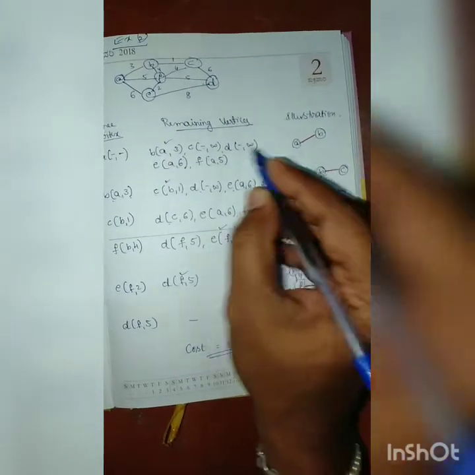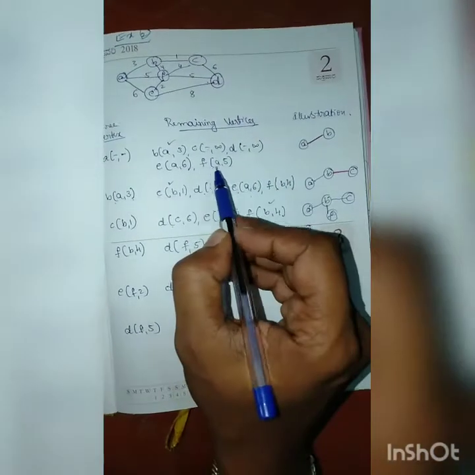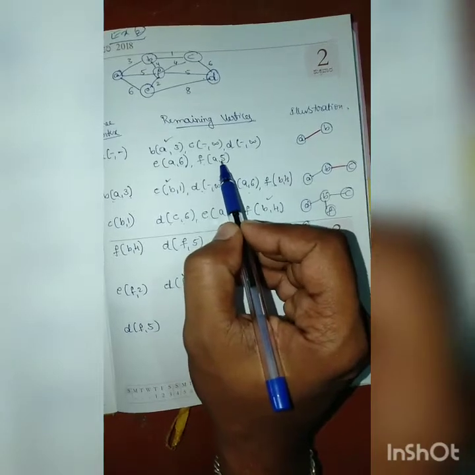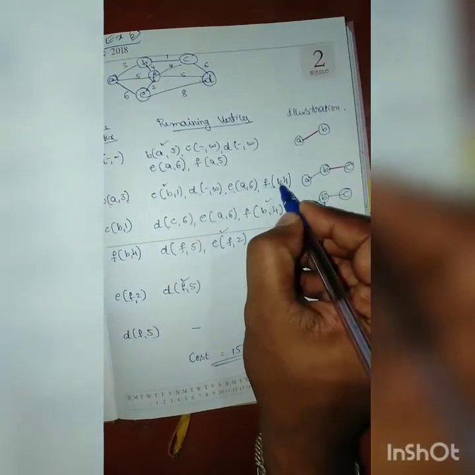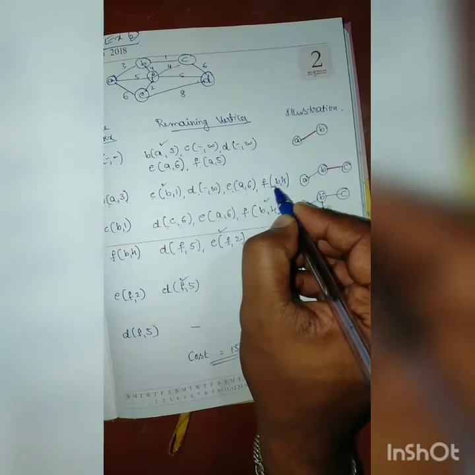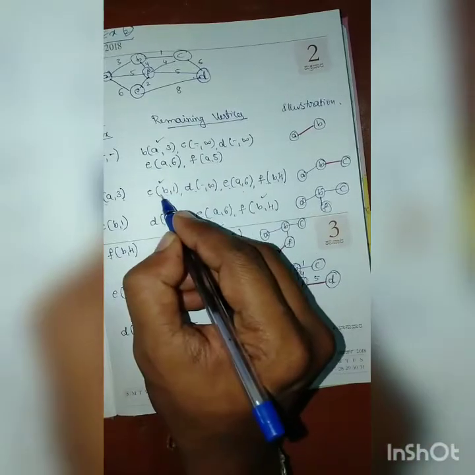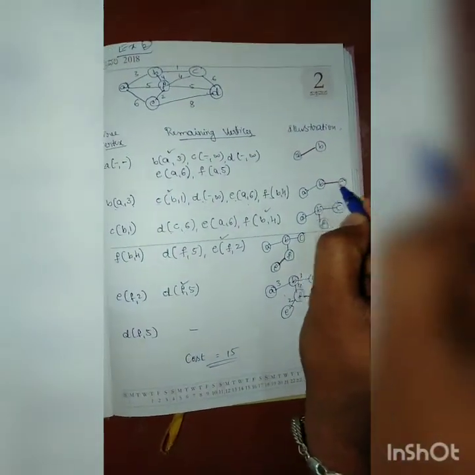Then F, yes, for F there is a cost that is 4. What is the previous cost for F? It was 5. So which is less? 4. Therefore update F B comma 4. So there is an edge from B to F, that is BF is the edge with the cost of 4. Now out of all this, the minimum is this cost, therefore select the edge BC. So I have selected the edge BC.